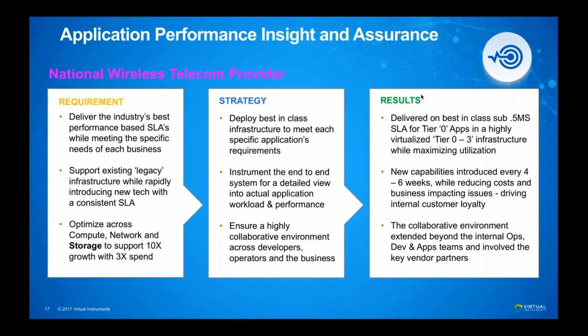And what they were actually able to do as a result was deliver a best-in-class sub 0.5 millisecond SLA on reads and writes for tier 0 apps. This means that when they get an order in a retail store or online, they can process that order and provision that capability faster than anybody else. But they're doing that in a virtualized environment that's also supporting tier 1, 2, and 3, where they don't have that same millisecond requirement. So they're able to manage that according to the needs of each given app.